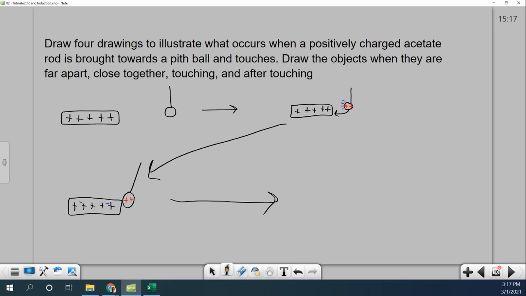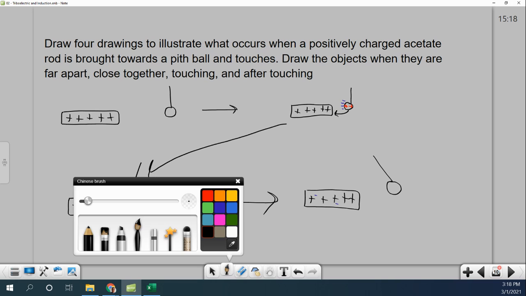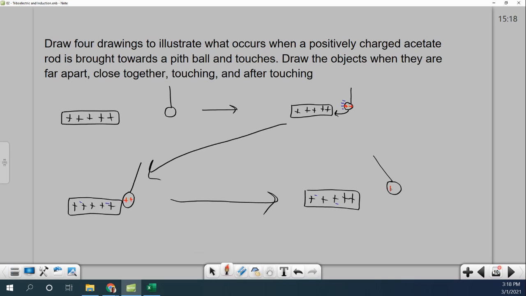So finally, after they have touched, you have a very positive rod. It's still got the negatives in there somewhere, but you can't really see them. And you've got a positive ball, which still has its positive charges because they don't move anywhere. And because they're both positive, like charges repel, and that ball gets pushed away. So you'd see it attract, you'd see it touch, attract, touch, repel. That's the series you would see.